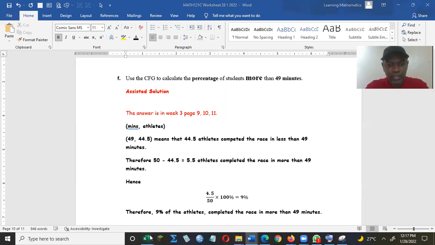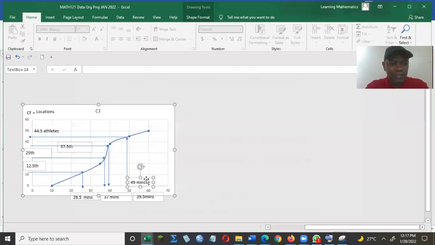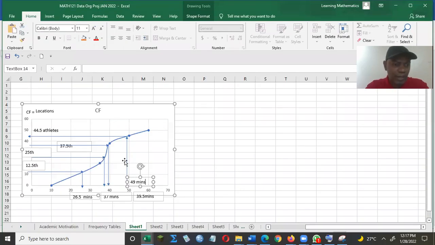the percentage of more than. Always bear in mind the vertical axis of the graph communicates cumulative frequency, the number of athletes that completed in less than a certain time, and also locations if you are calculating the quartiles.